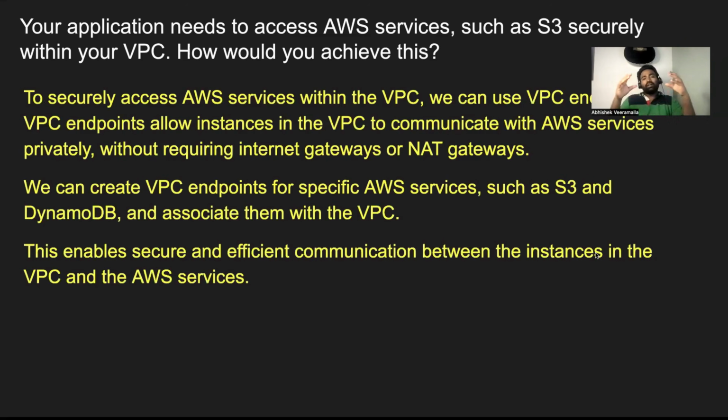Let's say you want to allow AWS services within the VPC, for example an EC2 instance wants to access something like an S3 bucket or DynamoDB. What you can do is use VPC endpoints. Sorry, not gateway. You should use something called VPC endpoints. And using the VPC endpoint, you can say, okay, allow the AWS resources within the VPC to access the S3 bucket using this VPC endpoint.